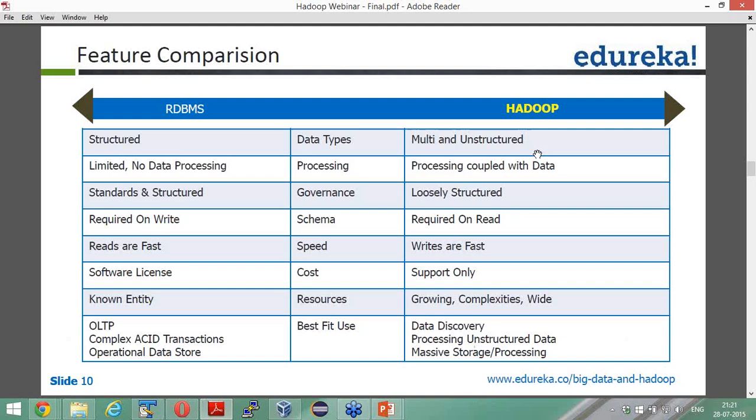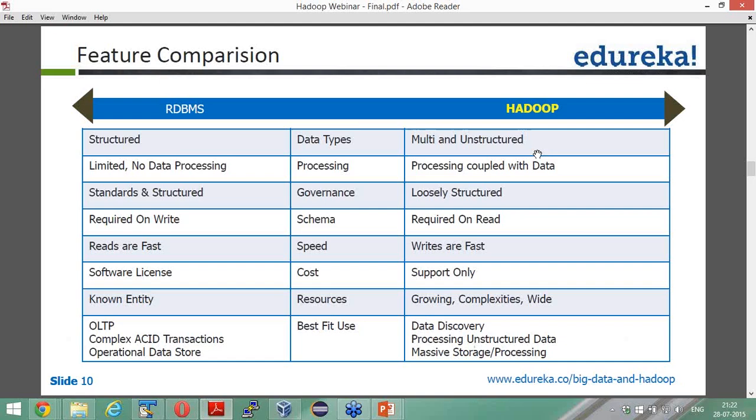Governance: RDBMS needs to manage the standard structure, but Hadoop is loosely structured. You can have any structured data. While storing data in RDBMS, you need to have the schema or structure defined already, but that's not the case with Hadoop. While writing, you don't need a schema. Only on read, I will mention this particular data, read it using this particular schema. Because of that, writes are very fast in Hadoop. No validation happens while writing, but in RDBMS, reads are fast compared to the writes.